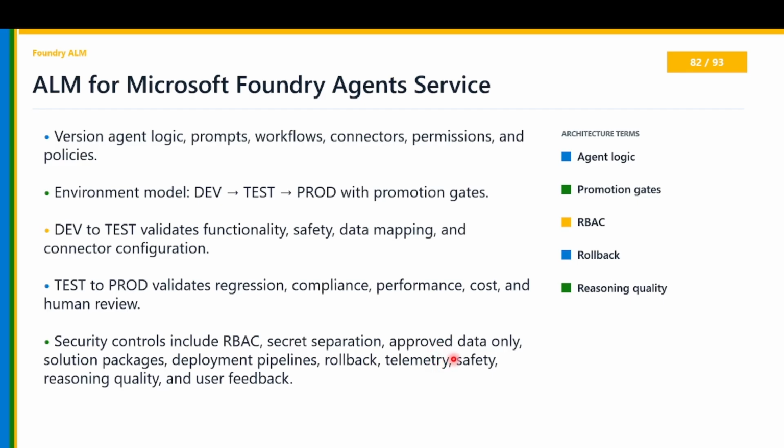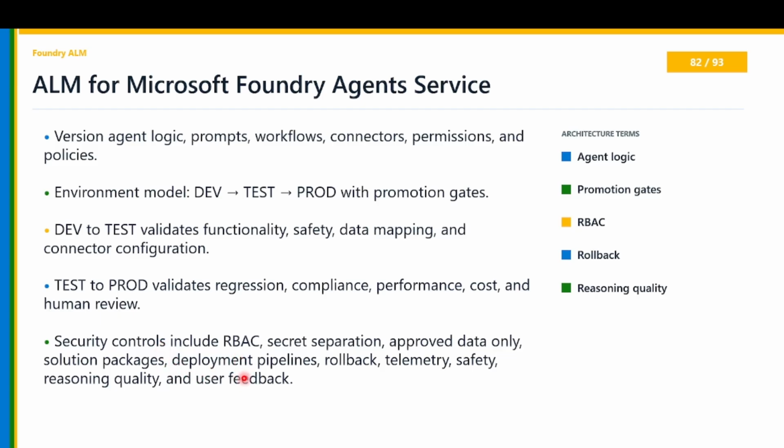Approve data only. So approve only the data that the agent should access. Do not give the agent approval to access data that it should not have access to. Then solution packages: always make sure your solution package is secure. Make sure the code is secure. Make sure the entire deployment process from development to testing to staging, everything is secure. And then make sure all the environment variables and endpoint URLs are secure as well.